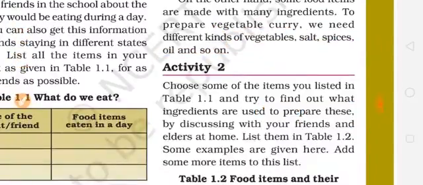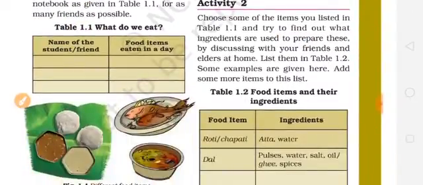There you can write any food item. Here I am writing boiled rice. There in the ingredients column I am writing rice and water.